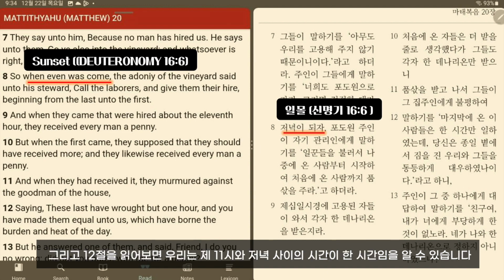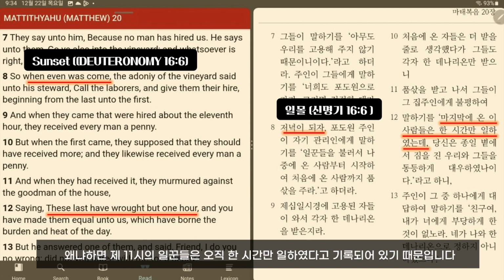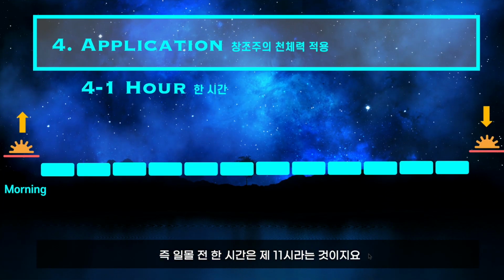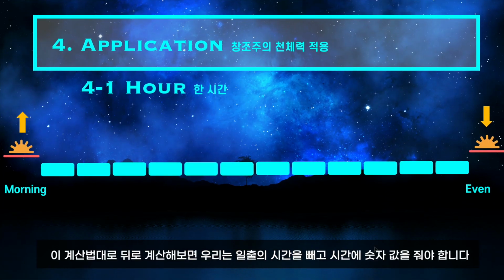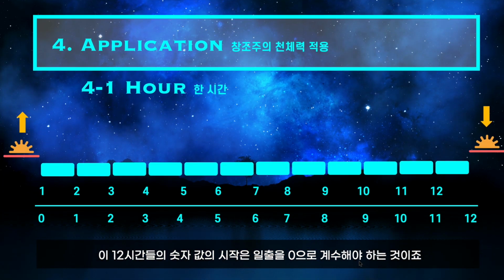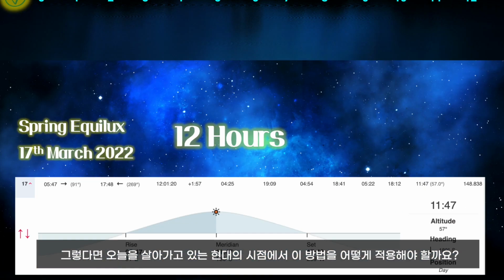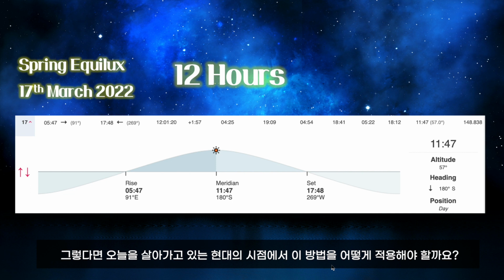And when we read further in verse 12, we know that the time between the 11th hour and evening, or sunset, is 1 hour, because these laborers only worked 1 hour. So 1 hour prior to sunset is called the 11th hour. Counting backwards, we have to count the sunrise hour exclusively. So the numeric values of the 12 hours of a day start from 0. Let's learn how to apply this calibration method in today's time and setting.